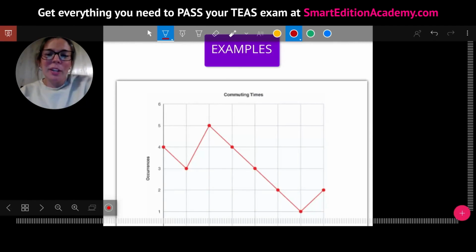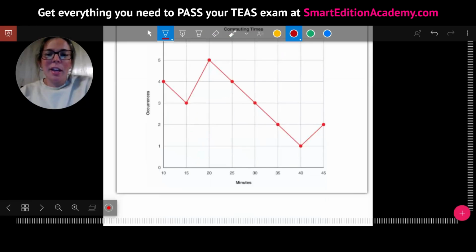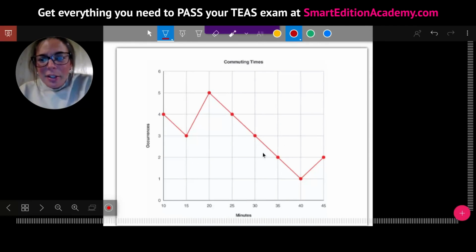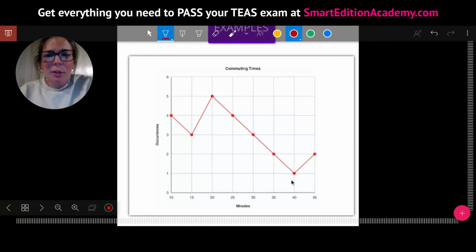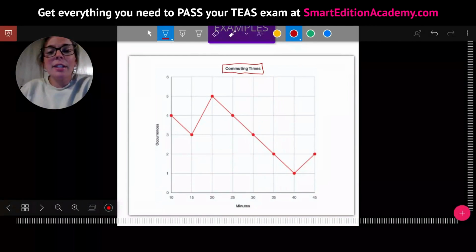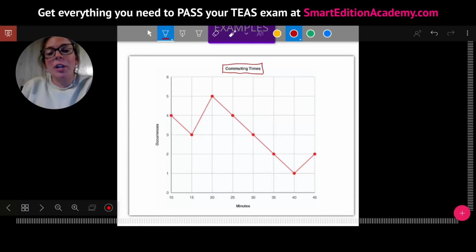Okay, so here's an example of a line graph. Let me zoom out a smidge so I can make sure you can see the whole thing. Okay, so before I even give you the question, let's just talk about what this graph tells us. We have our title, commuting times. So this graph is demonstrating the occurrences of different amounts of commuting times.